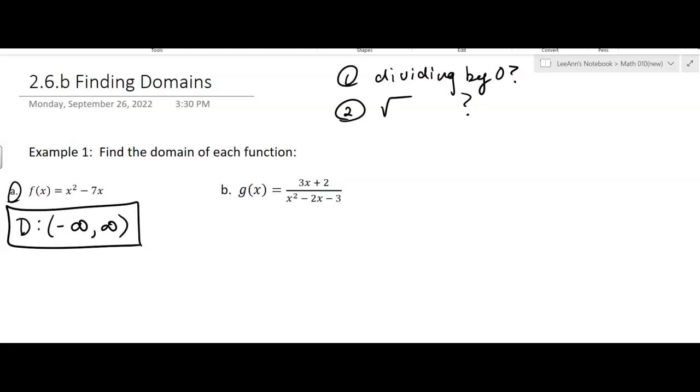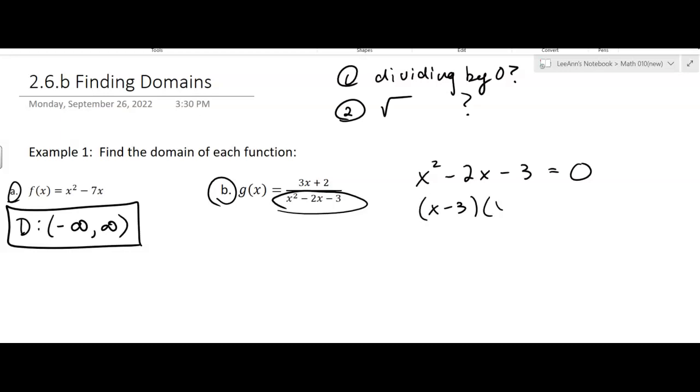All right, the next one, there is a chance that this denominator could be 0. So we're saying, when does x squared minus 2x minus 3, when does that equal 0? Because we can't have that. So whatever those numbers are, we can't have those. We can solve this by factoring. If you don't want to factor it, you could use one of the other methods, completing the square, the quadratic formula, something like that. This is how it factors.